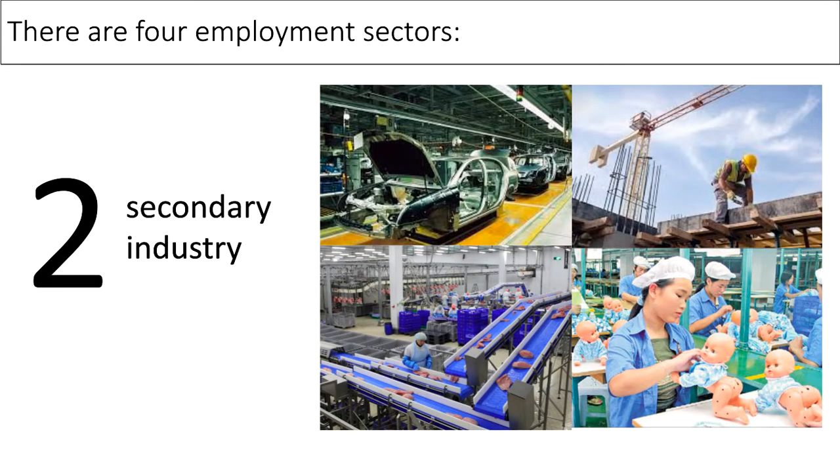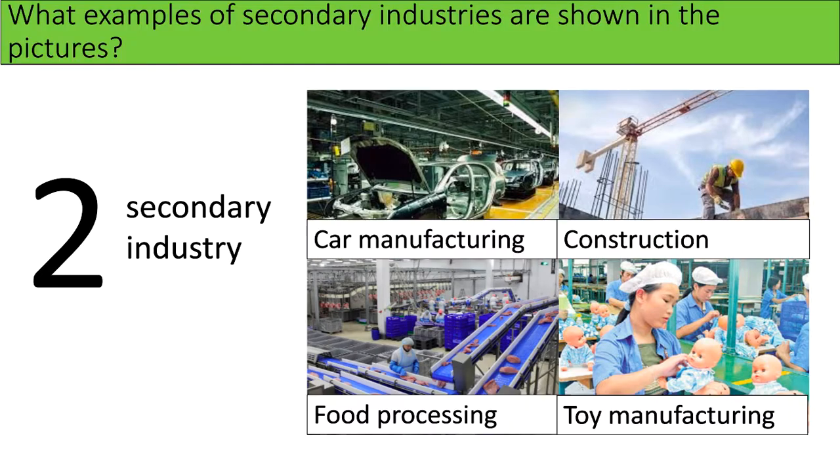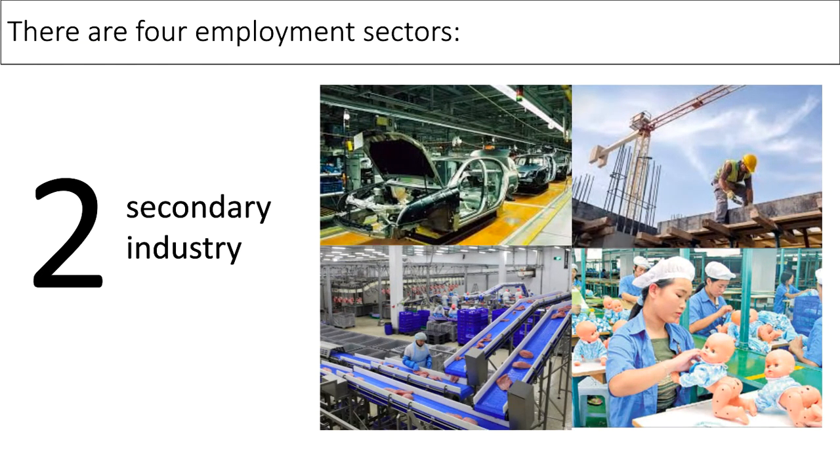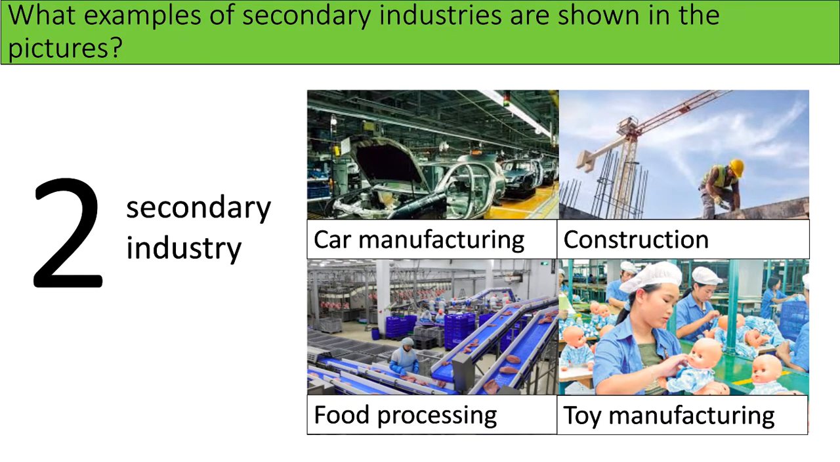The second employment sector is secondary industry. Secondary industries manufacture goods or products, they make things. What examples of secondary industry are shown in the pictures? Pause the video, have a think about it. So we got car manufacturing, construction, food processing and toy manufacturing. These are all industries where people are making things.